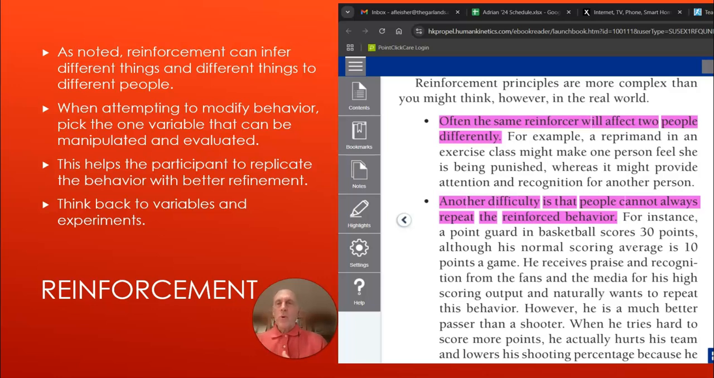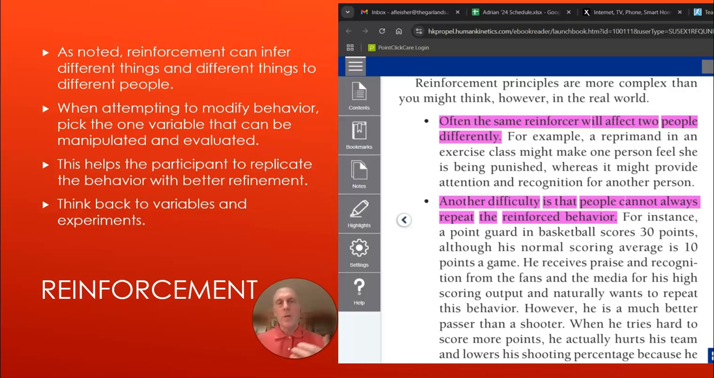And with reinforcement, you start to look at it and go, okay, you're really trying to manipulate behavior. You're trying to have a particular behavior either be reinforced because it's correct and you want your athletes to continue to replicate that behavior, or you're trying to implement strategies to help reduce the likelihood of a behavior being done by an athlete.